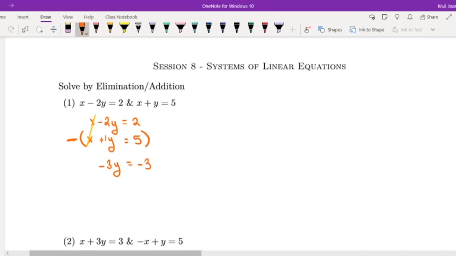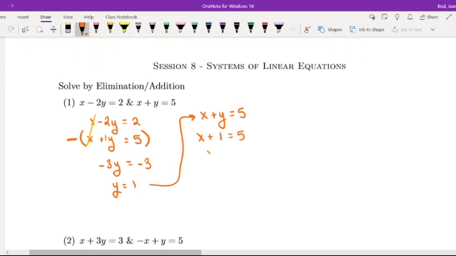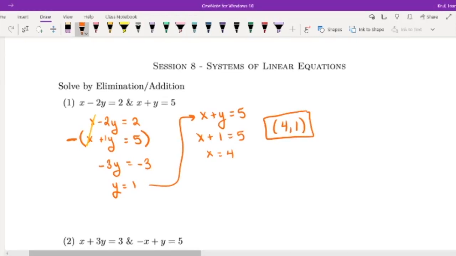So now we have a nice equation that only has one variable in it, so you can just say that y is equal to 1. Now that we know that y is equal to 1, you can plug y equals 1 into one of the equations. So I'll choose the second one. Then we get x is equal to 4. So our answer is (4, 1). The goal here is to eliminate one of the variables by using addition and subtraction.